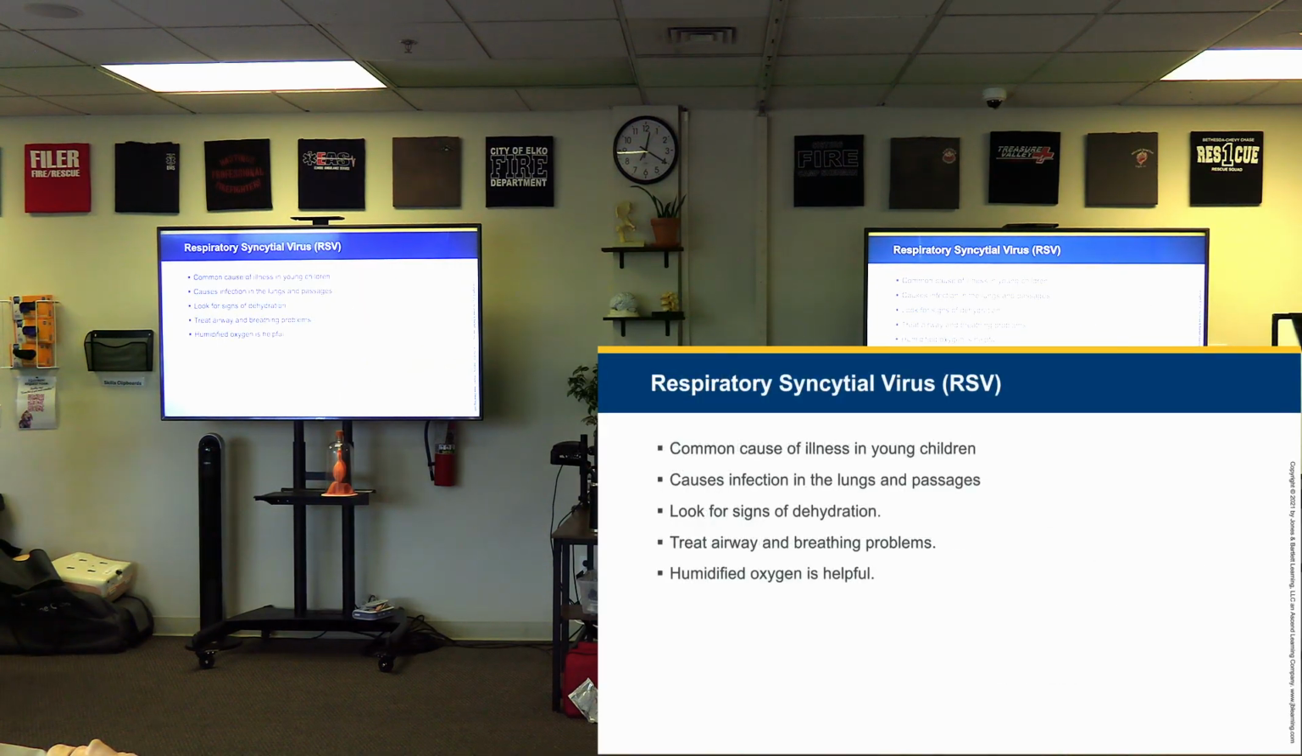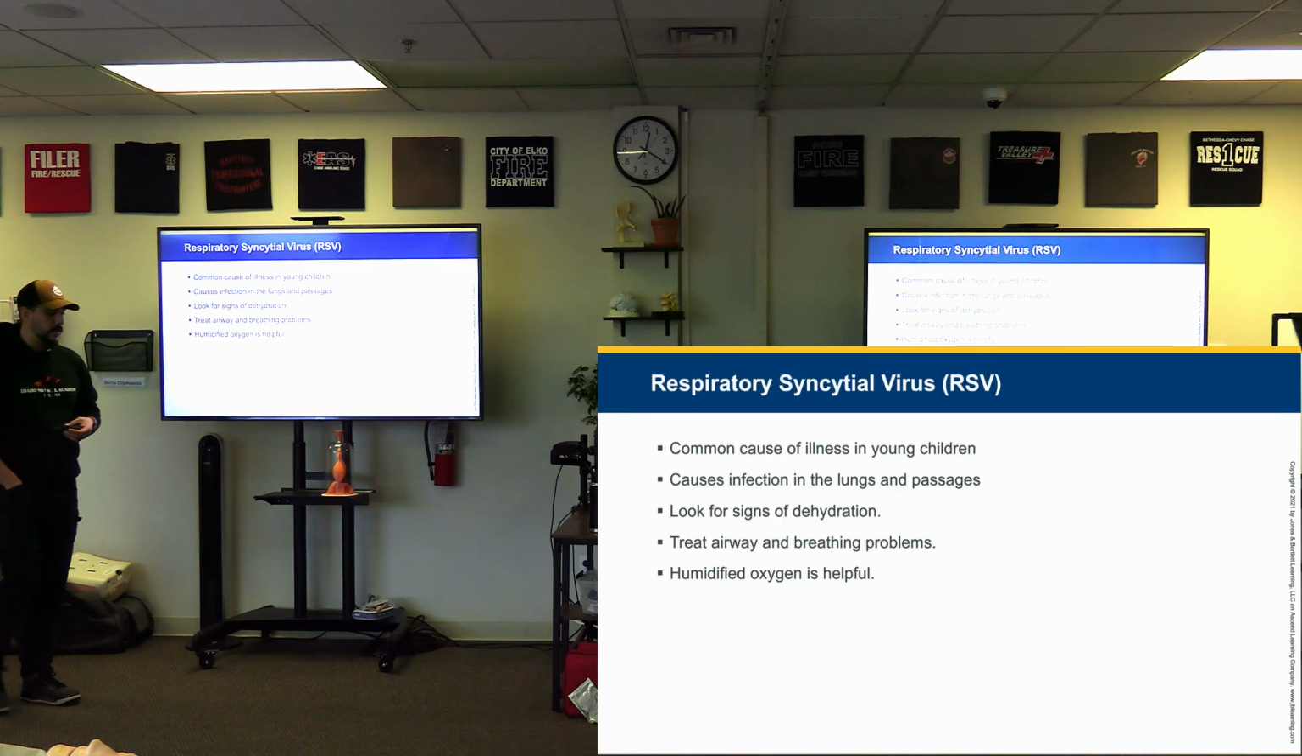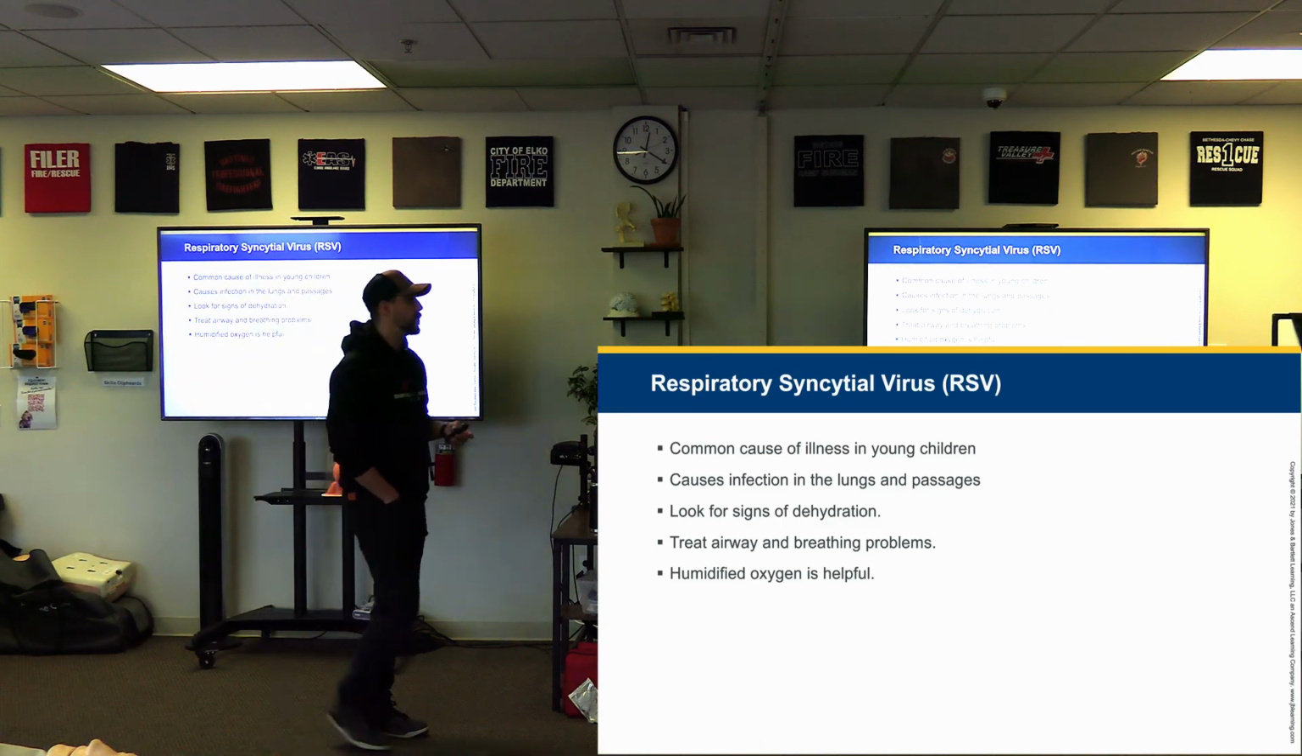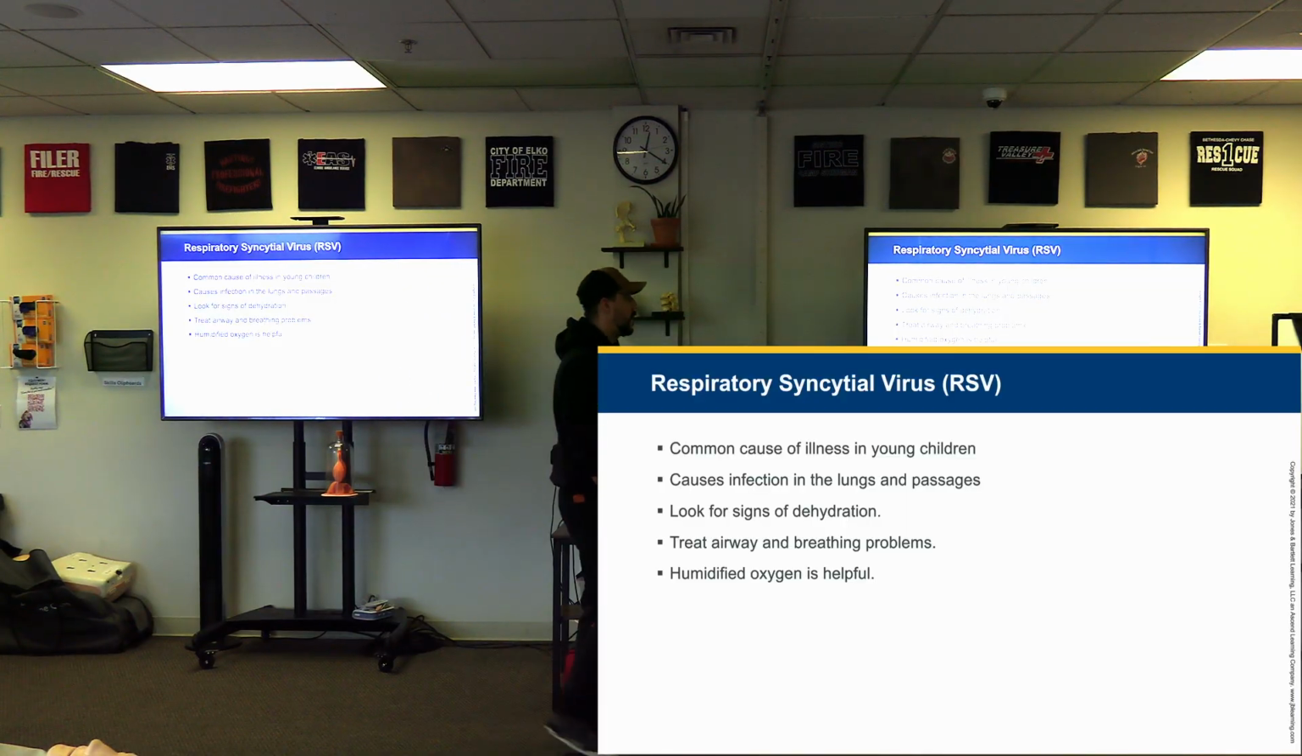Okay, another fairly common childhood disease, RSV, Respiratory Syncytial Virus, RSV. Pretty common cause of illness in young children, okay? Very common with little ones. Causes infection in the lungs and the surrounding passages. Now for us, as far as identifiers go, it's tough. These kids look sick. They're going to look like they have a flu or pneumonia or even COVID, for lack of a better description, right?